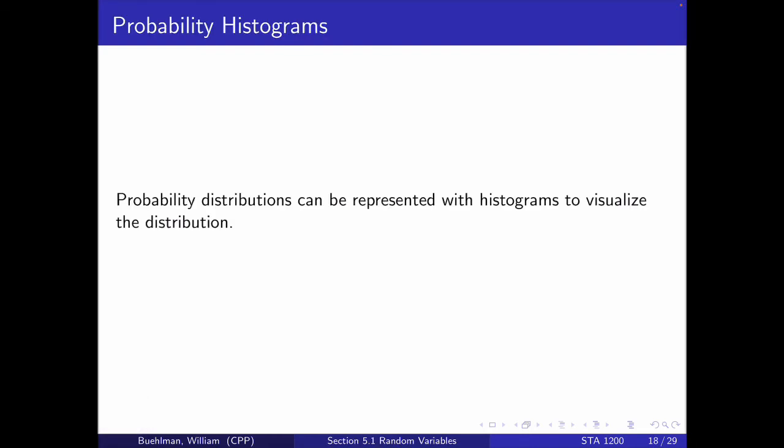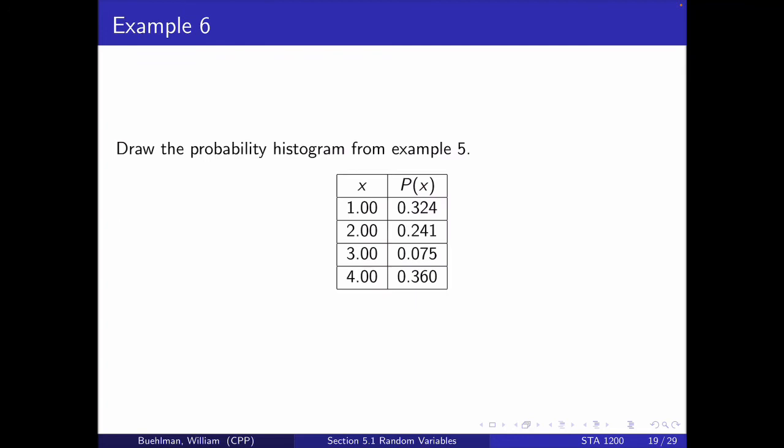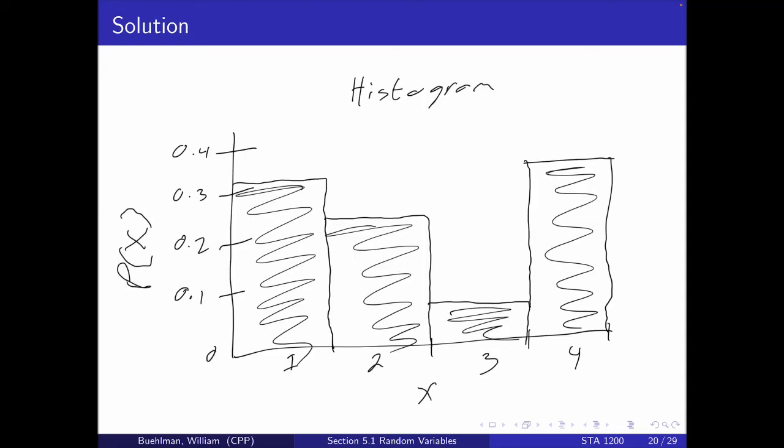Probability distributions can be represented with histograms to visualize the distribution. Example 6. Draw the probability histogram from example 5. So this is the probability distribution from example 5, so now you're going to draw the probability histogram. Here's the probability histogram. We just list the x's on the bottom, the probabilities on the y-axis, and then you just draw it like a normal histogram.